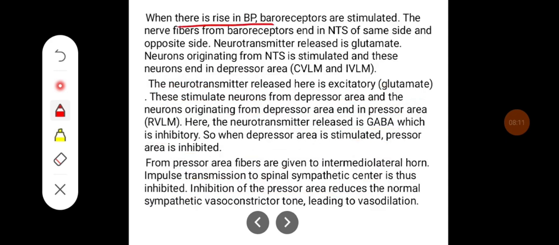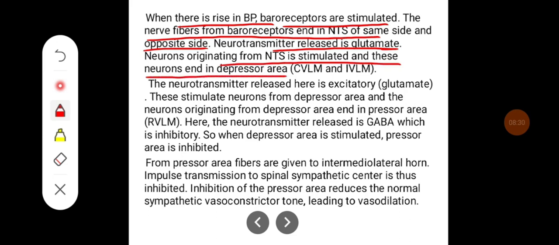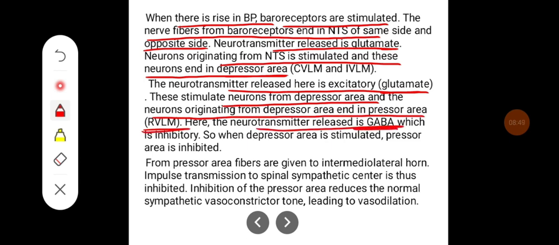When there is a rise in blood pressure, baroreceptors are stimulated. The nerve fibers from baroreceptors end in nucleus tractus solitarius areas of the same side and opposite side. The neurotransmitter released here is glutamate. Neurons originating from the nucleus tractus solitarius are stimulated, and these neurons end in the depressor area. The neurotransmitter released here is excitatory, that is glutamate. These stimulate neurons from the depressor area, and the neurons originating from the depressor area end in the pressor area, that is in RVLM. Here the neurotransmitter released is GABA, which is inhibitory.